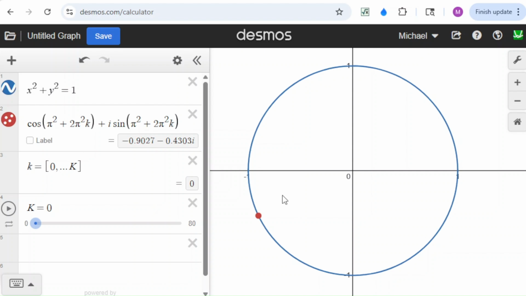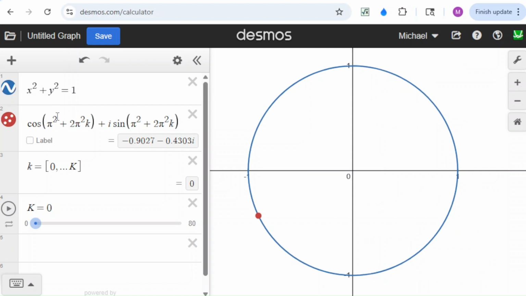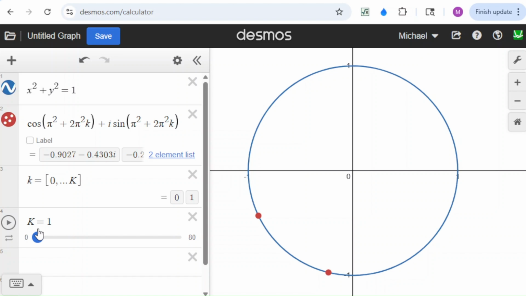In fact, I've graphed this on Desmos. Now, I've graphed the unit circle here, x squared plus y squared equals 1. And make sure you're in complex mode if you try to do this on your own here. This is complex mode in Desmos. And I've plotted these points. Now, when k is 0, we get our first point. So it's really cosine of pi squared plus i sine of pi squared. That's this point here. When k is 1, we get another point. K is 2, we get another point, k equals 3.